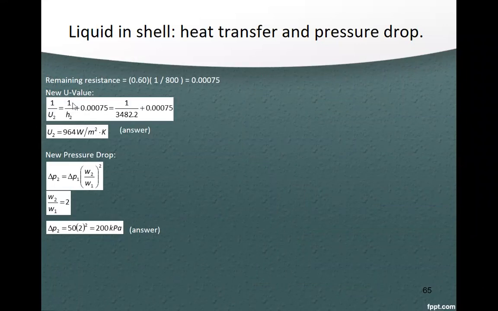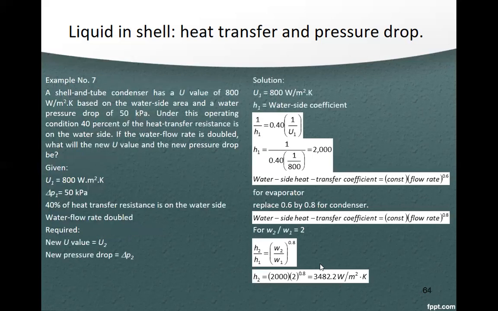So, the new U value is 1 over U sub 2 is equal to 1 over H sub 2 plus 0.00075, which is equal to 1 over 3482.2 plus 0.00075. So, U sub 2 is 964 watt per meter square Kelvin. So, ito na yung sagot mo pala. Dito. Kasi ito yung H2. Yung bagong H2.